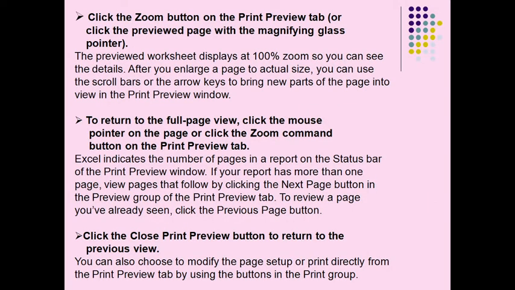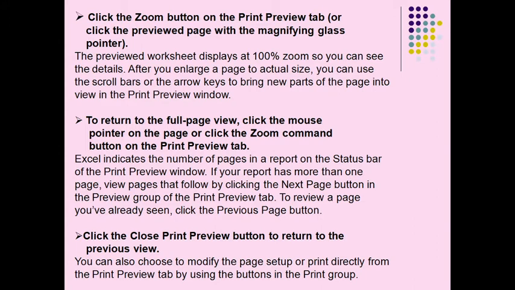Next, click the zoom button on the print preview tab or click the previewed page with the magnifying glass pointer. The previewed worksheet displays at 100% zoom so you can see the details. After you enlarge a page to actual size, you can use the scroll bars or the arrow keys to bring new parts of the page into view in the preview window. To return to full page view, click the mouse pointer on the page or click the zoom command button on the print preview tab.